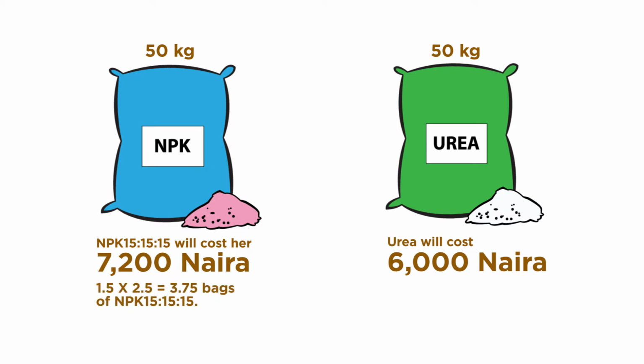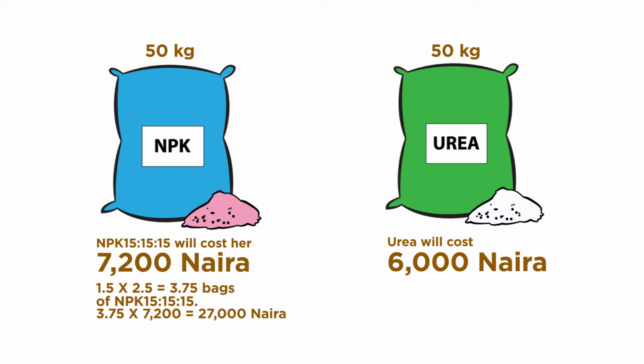For her field of 1.5 acre, she will need to apply 2.5, the number of bags of NPK 15-15-15 per acre, times 1.5, the area of her field in acre, which equals 3.75 bags of NPK 15-15-15. This will cost 3.75, the number of bags of NPK 15-15-15, times 7,200, the price of NPK 15-15-15 in naira per bag, or 27,000 naira.